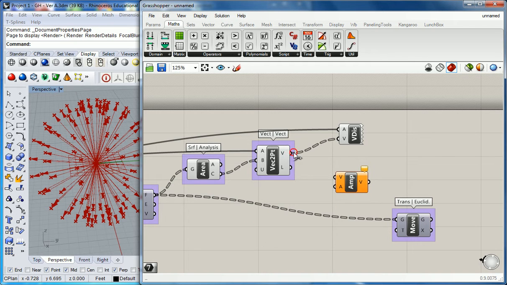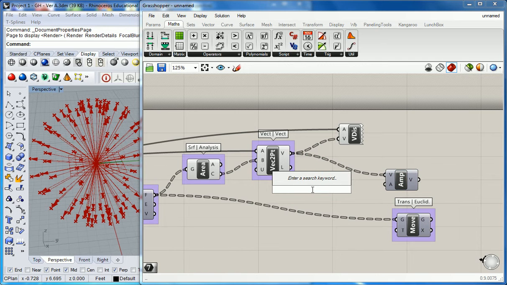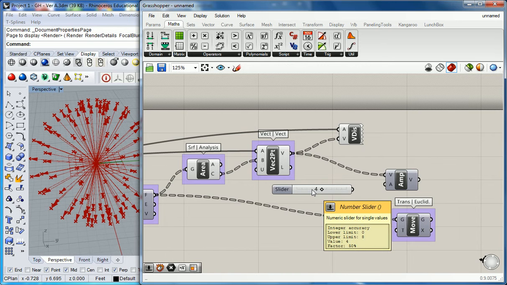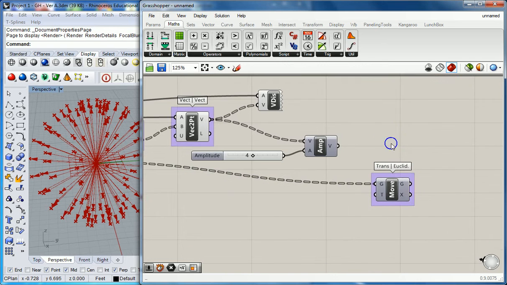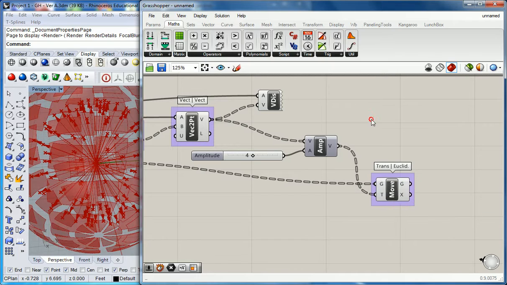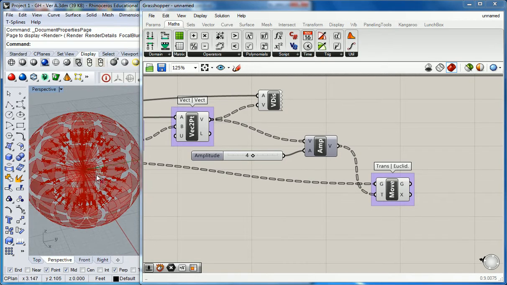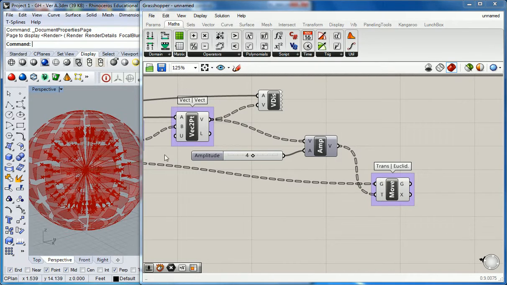So we're going to plug in vector, and then we're going to create an amplification, which is like 0 less than 4, less than 8, I guess. I don't know. And then I'll plug that into A, and then that gets plugged into T. So I'll turn this back on, and there's our difference.